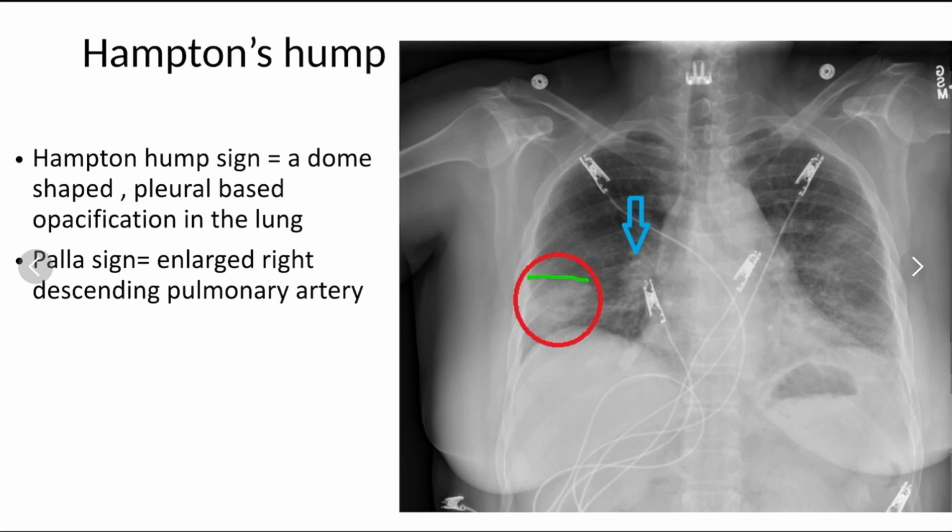So this is the Hampton's hump. This is a wedge-shaped opacity present in the periphery of the lung, and it is known as Hampton's hump. Then there is the Palla sign, which is an enlarged right descending pulmonary artery. So this is the Palla sign. This is the prominent right descending pulmonary artery.